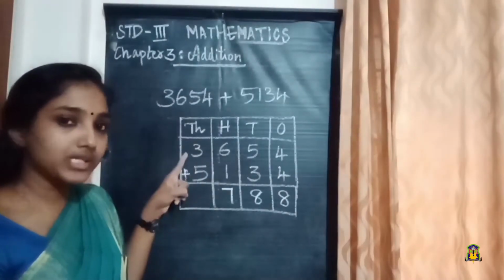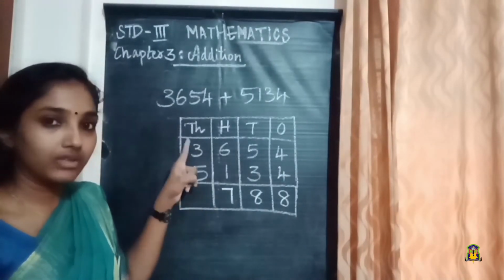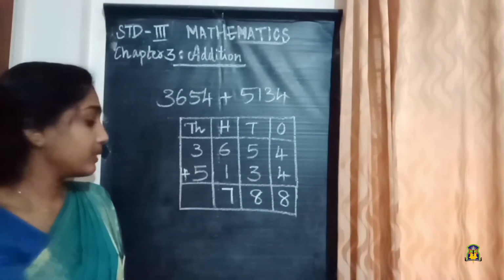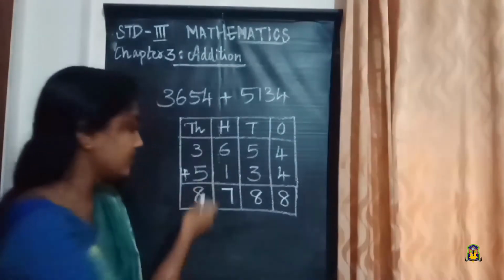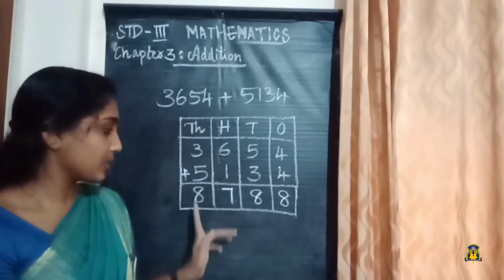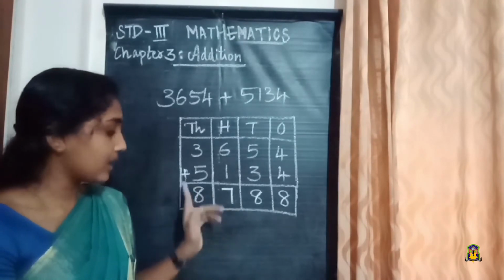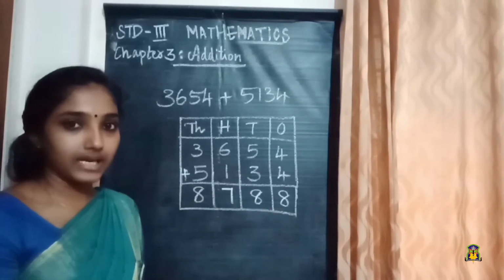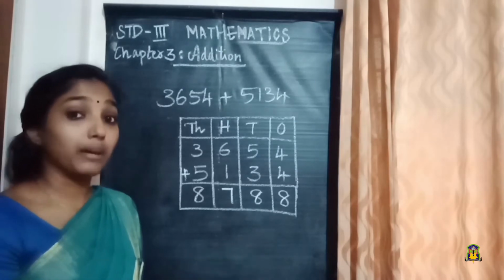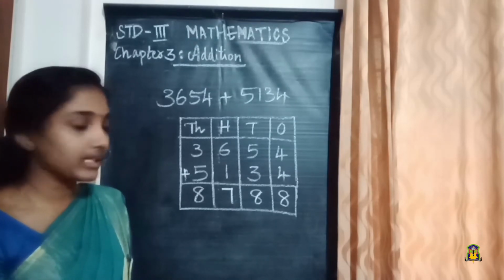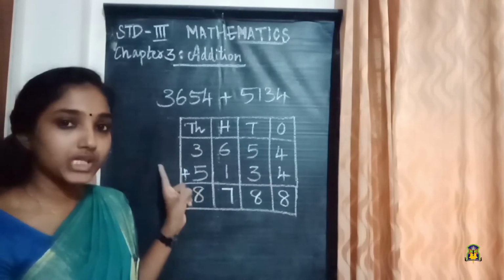And then in the thousands place it's 3 and 5. 3 plus 5 we will get 8. So we got the final answer as 8788. And we have said that the numbers we add are called the addends. So here which are the addends?